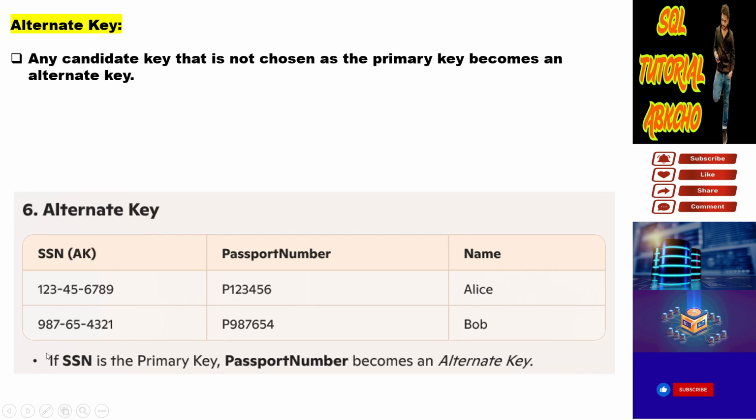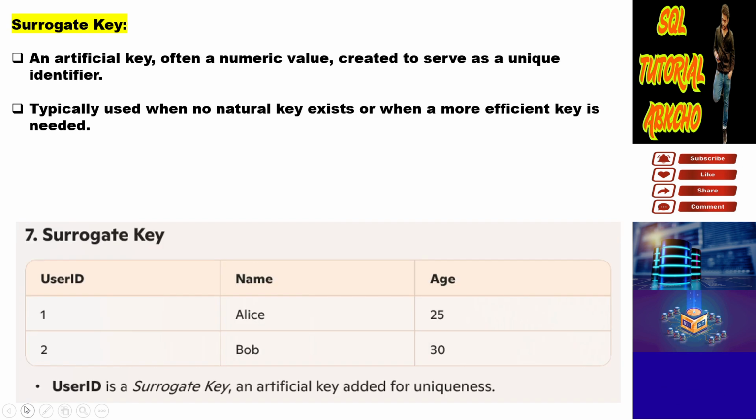Next we have the alternate key. Any candidate key that is not chosen as the primary key becomes an alternate key. In the below example, you can see SSN number and passport number are both unique and can be a primary key, but if SSN number is the primary key, then passport number will become an alternate key. Now move on to the next one.